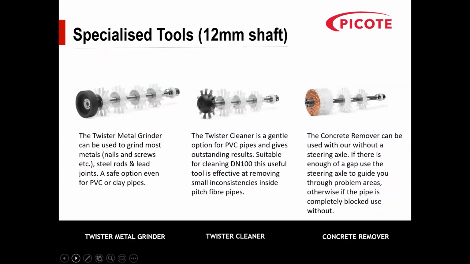For the 12mm shaft, we have some specialist tools. We've got all the chains, but we've also got what we call the twister metal grinder. It's great where you've got rebar or steel posts that have been knocked accidentally through the pipe. We can cut it out. It takes the middle section out with the twister grinder, and then we have the smart cutter with the grinding panels on to grind back the bits that are left. We've got twister cleaners for plastic pipes. These are great for taking out inconsistencies inside pitch fibre pipes before you put a cured in place pipe through them. And for 100 and 150 pipes, we've also got concrete removers.